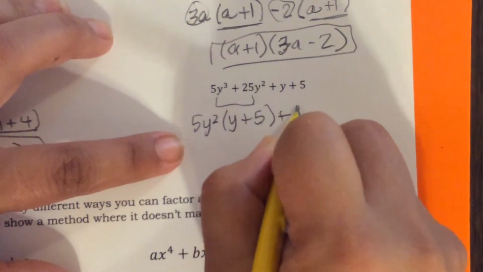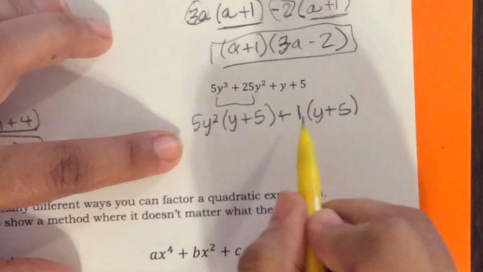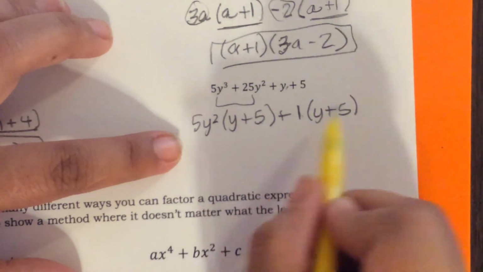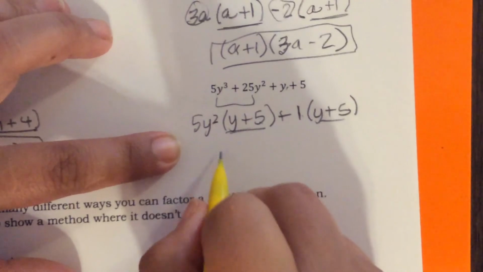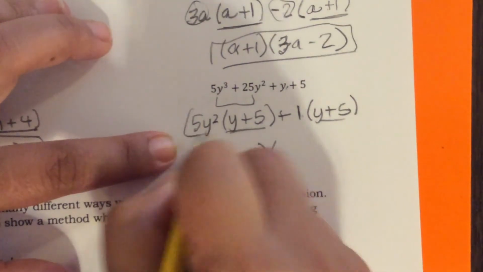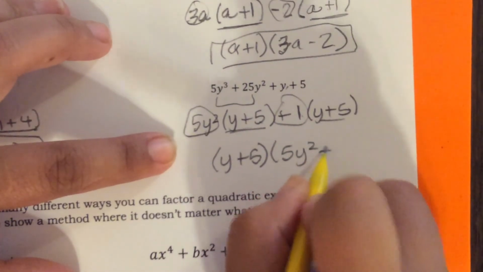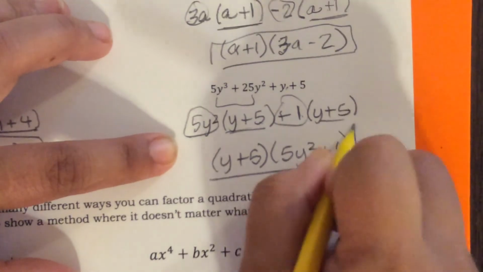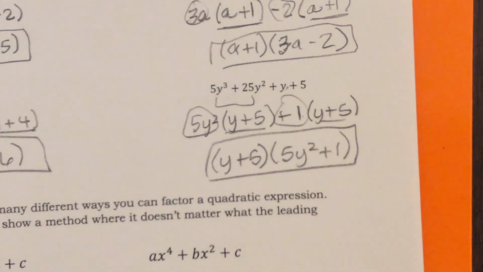This one has a 1 in common. So 1 times y is y, and 1 times 5 is 5. So what do you have? This and this is the same. That goes in one parentheses. And then this and this goes in the other. And so then that's your factor completely. So that is factoring by grouping.